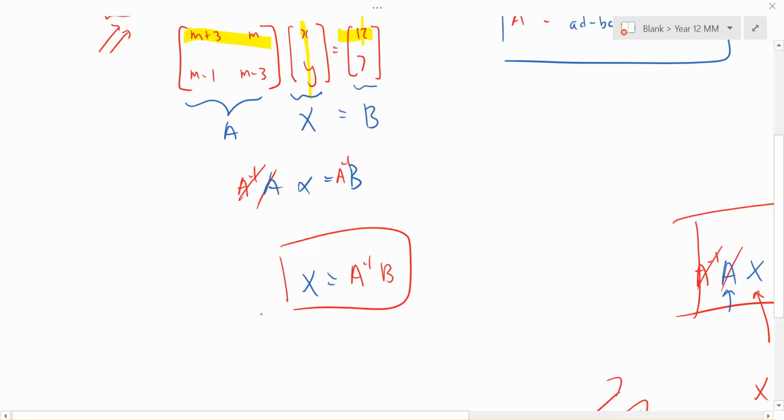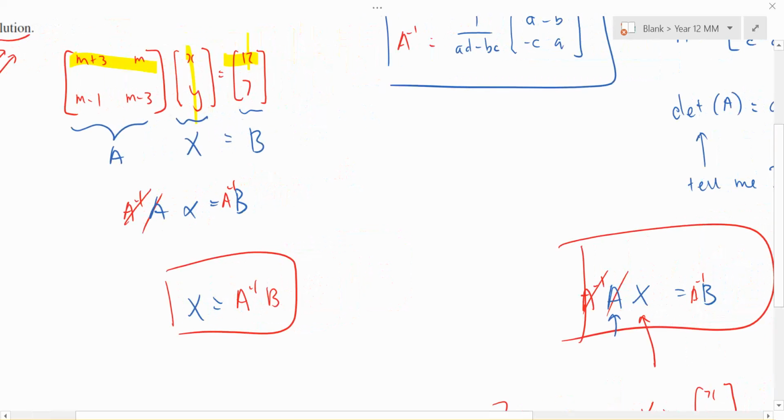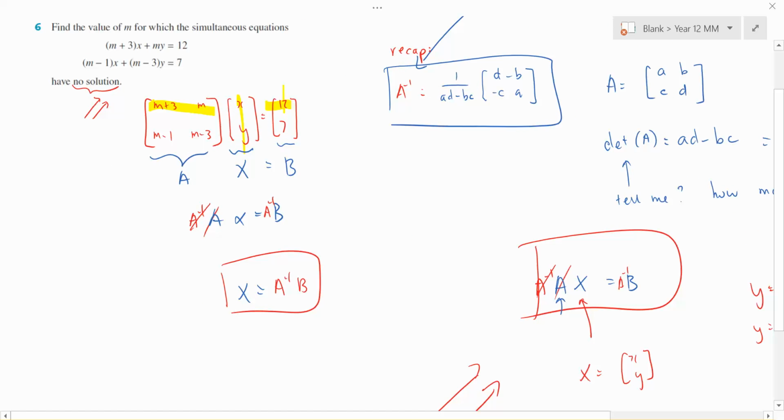So the first step is, can I get an inverse? That's what I don't know. I don't know if an inverse does exist. But we know when it won't exist. The only time it doesn't exist is when? When will you not have an inverse? When will it not work? Yeah, when the determinant equals 0.